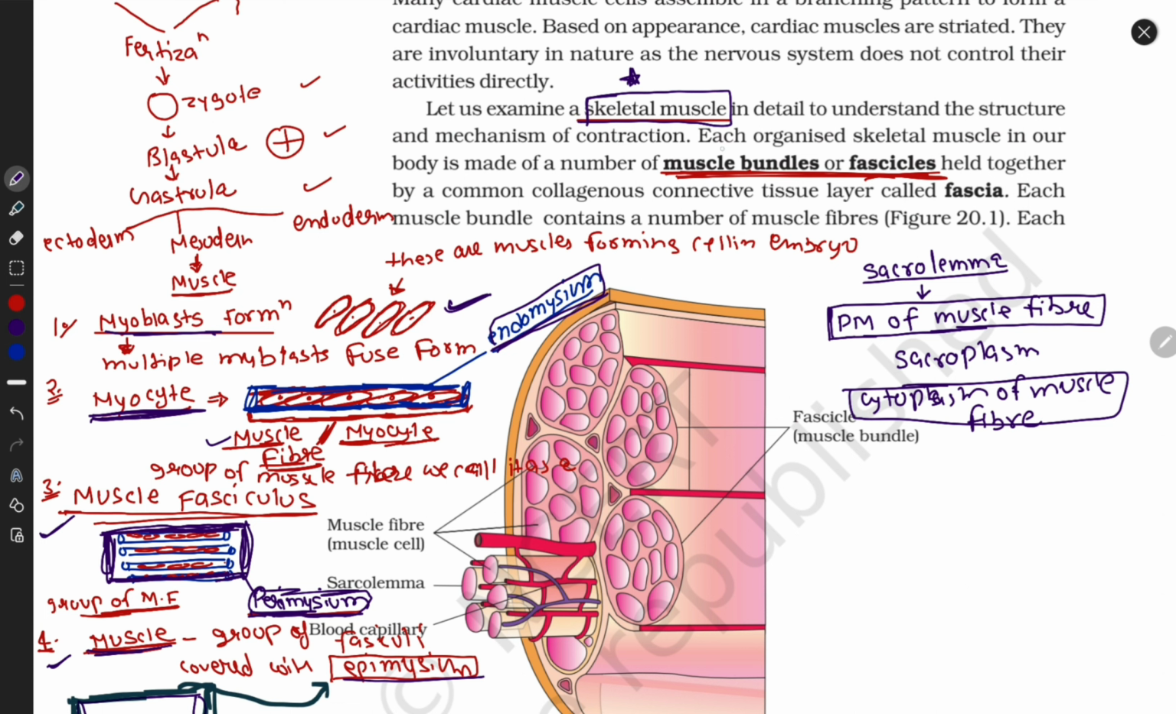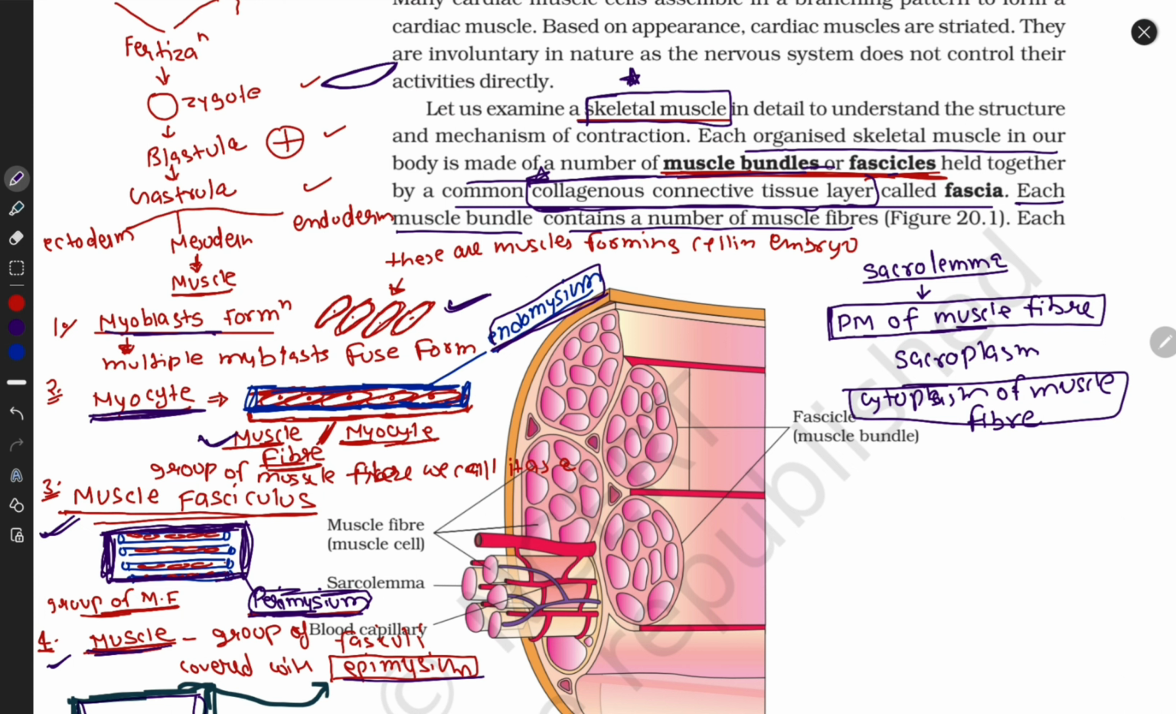Now let's start. Each organized skeletal muscle in our body is made up of a number of bundles or fasciculi. Multiple bundles of fasciculi are covered by a common collagenous connective tissue layer called fascia. Their layer is made up of normal collagenous connective tissue. Each muscle bundle contains a number of muscle fibers. We know this thing. Each muscle fasciculus contains muscle fibers.